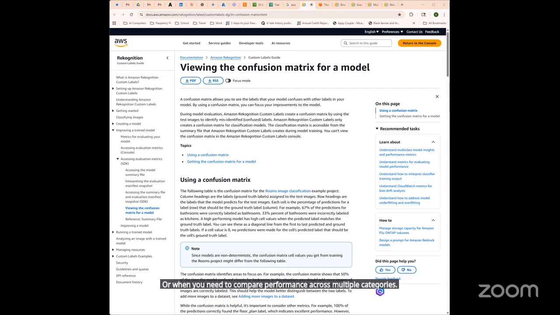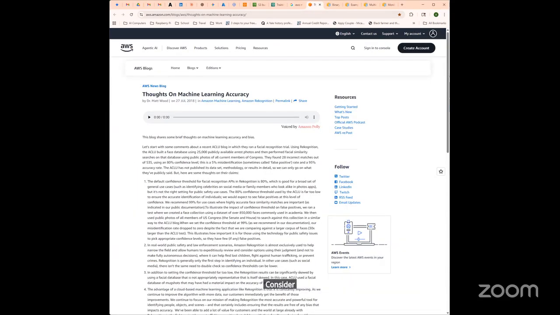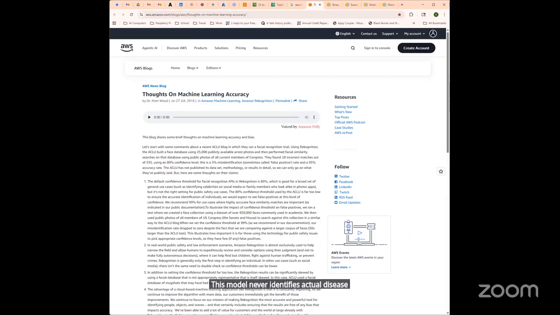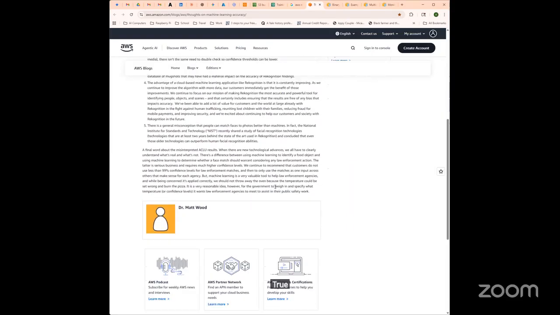So, why does accuracy mislead? Consider predicting a rare disease affecting 0.1% of the population. A model that always predicts no disease achieves 99.9% accuracy but provides zero clinical value. This model never identifies actual disease cases, rendering it useless despite impressive accuracy numbers. The confusion matrix reveals this failure by showing granular breakdowns of true positives, true negatives, and false negatives.